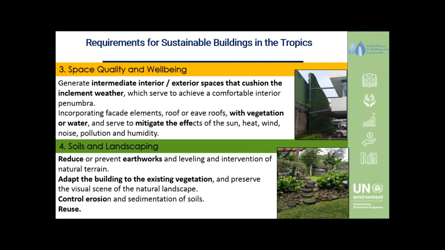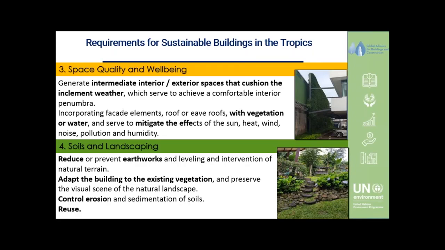Due to time restrictions, I'm going to talk about some of the requirements included in this standard. Space quality and well-being, for example, looks to generate intermediate interior-exterior spaces that cushion the inclement weather, which serve to achieve a comfortable interior penumbra. It also incorporates facade elements, roofs or eaves with vegetation or water, which serve to mitigate the effects of the sun, heat, wind, noise, pollution, and humidity. You can see an example in the picture over there.